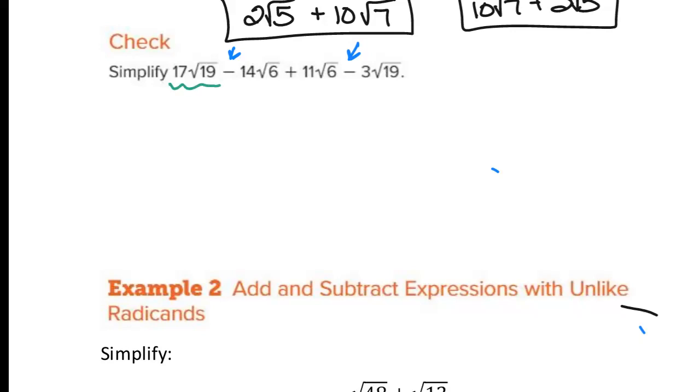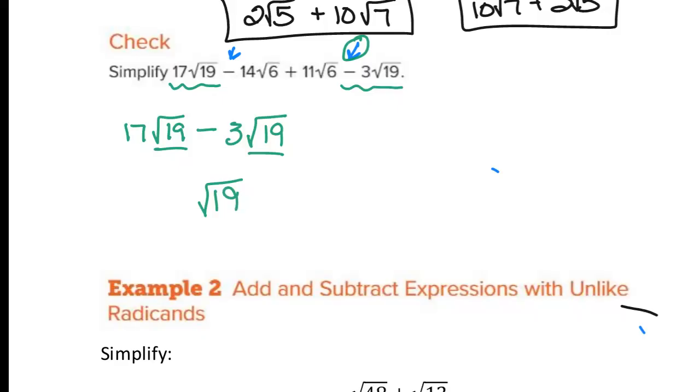How about this one? 17 times the square root of 19. Is there another one with the square root of 19? Yeah, right here. So 17 times the square root of 19. Again, check that sign. Minus 3 times the square root of 19. Okay. And I'm going to keep that radicand. This is only when you're adding and subtracting. And 17 minus 3 is 14, right?